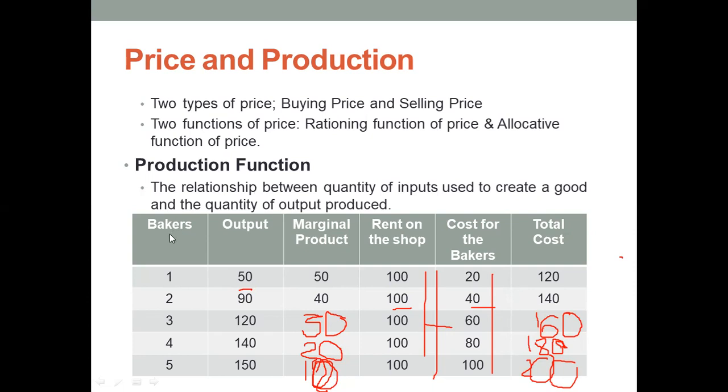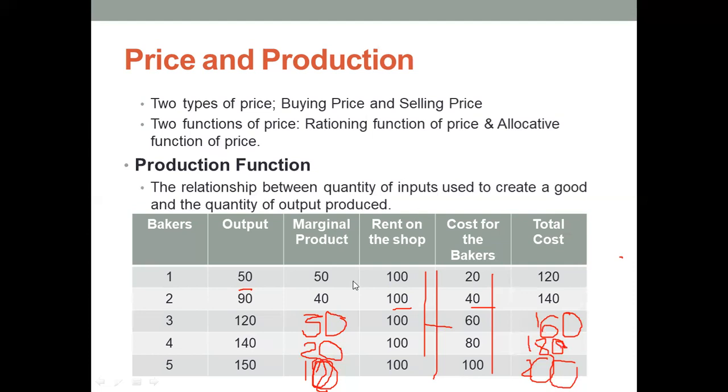So how many bakers do we have? We have 1, 2, 3, 4, 5. Output, kung isa lang ka baker, nakakaproduce siya ng 50 na tinapay. Dua ka baker, 90. 3 bakers, 120. Marginal product. Ano ibig sabihin ng marginal? From the word itself, which we discussed last time, marginal refers to addition. Ibig sabihin, additional product. Okay?